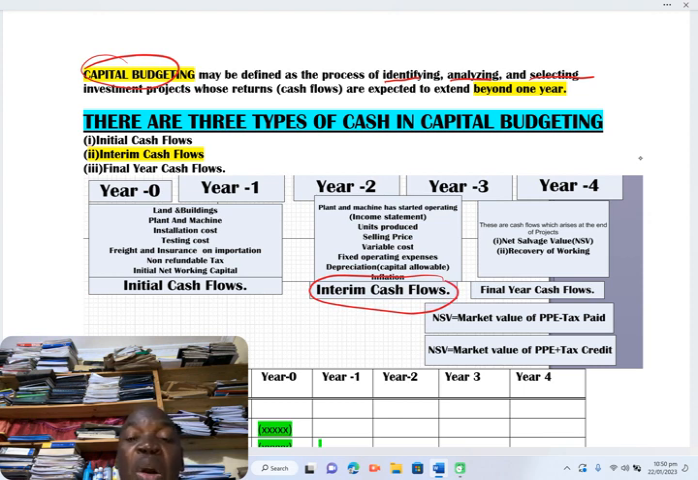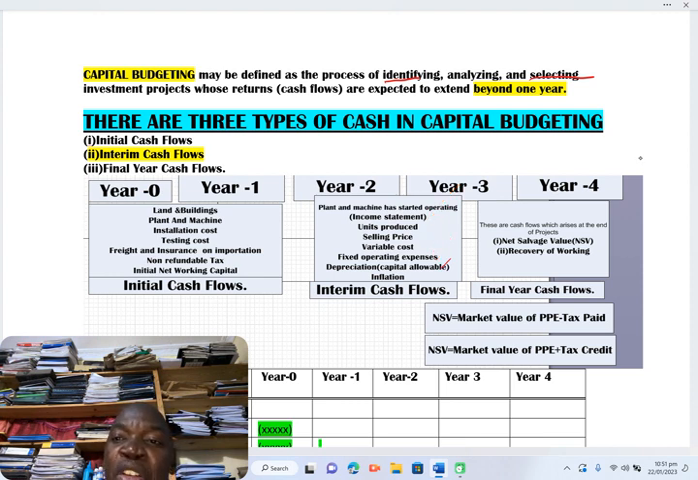Accordingly, when the project starts producing income, then you have interim cash flow, where an accountant is required to prepare the statement of performance, the income statement itself, so that there is income from selling, and then there is operating cost, and the plant is now depreciating. So in this case, we have to see what are the components of interim cash flow: units produced, the selling price, variable cost, fixed operating expenses, depreciation, and you have to account for inflation of the cash flow to reflect real terms.